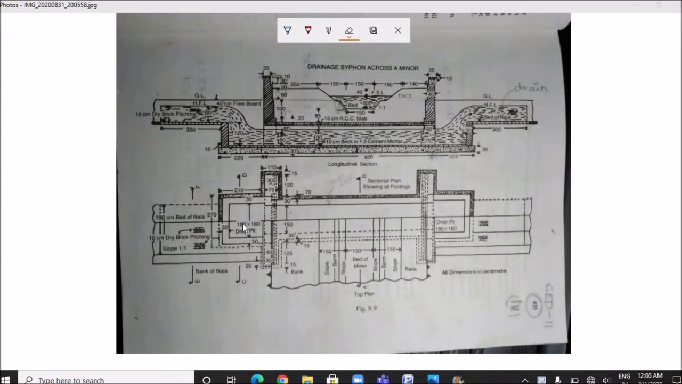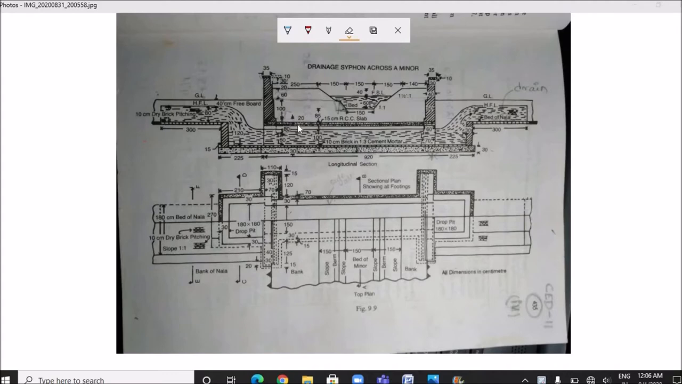The number of drop pits is 2, and the length is clearly mentioned in the plan as 2.1 meter and its breadth is 2.7 meter for excavation purpose, and its height of excavation would be same as the height of excavation for siphon duct, which is to be carried out from this portion.